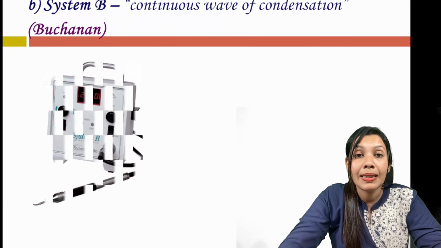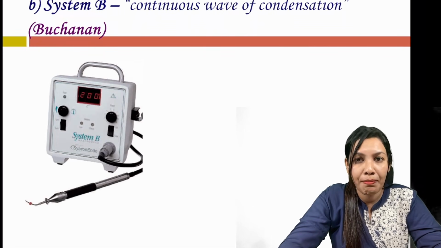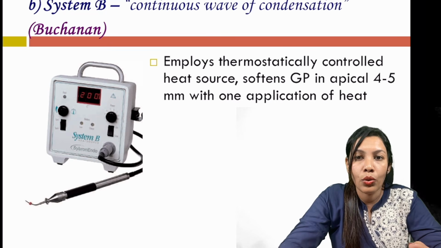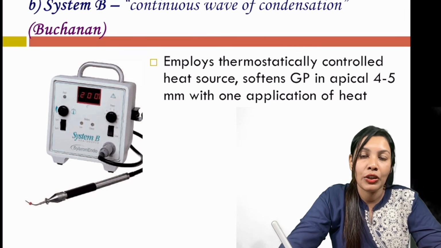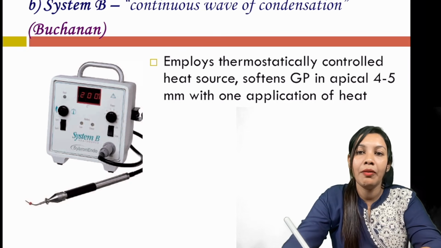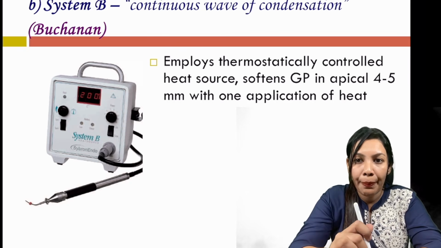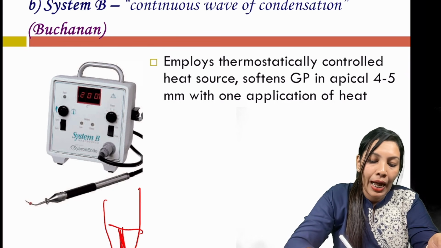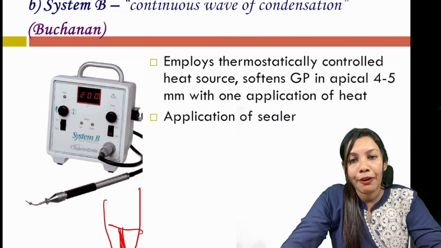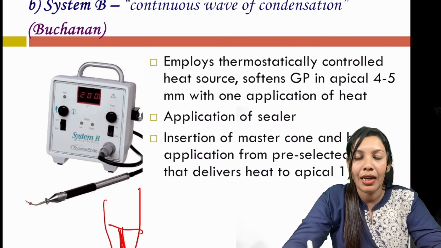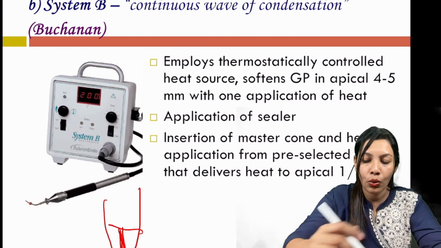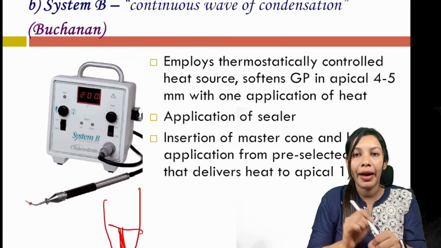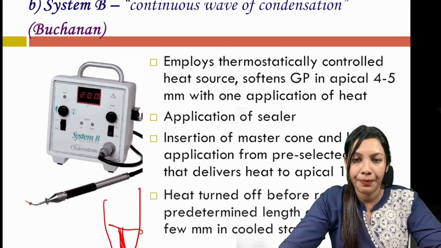Next is System B. System B is a machine that continuously gives a heat source which is applied to the gutta-percha. We apply softened gutta-percha in the apical 4 to 5 mm and obturate, and after the sealer is applied, we place the master cone, and the heat application is done in the apical one third of the area.